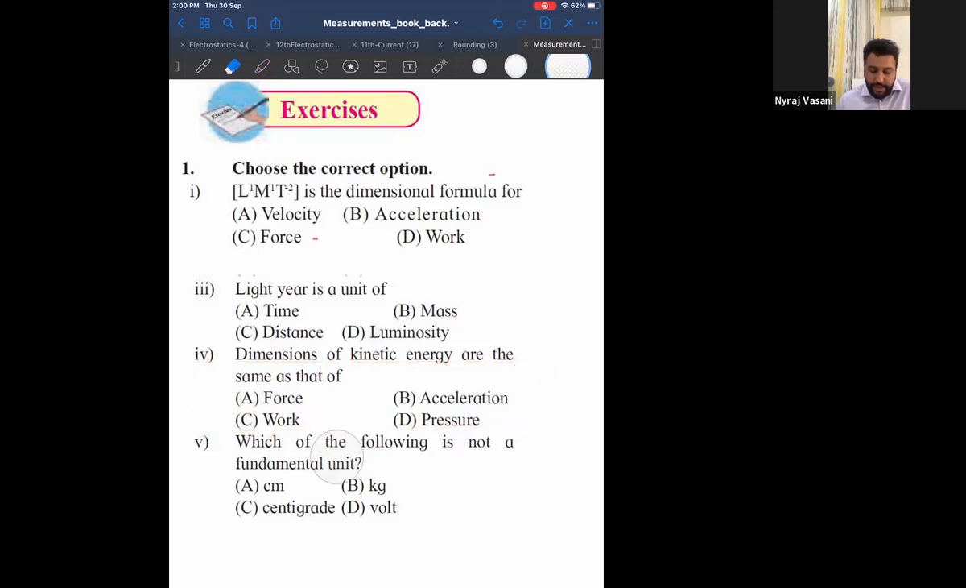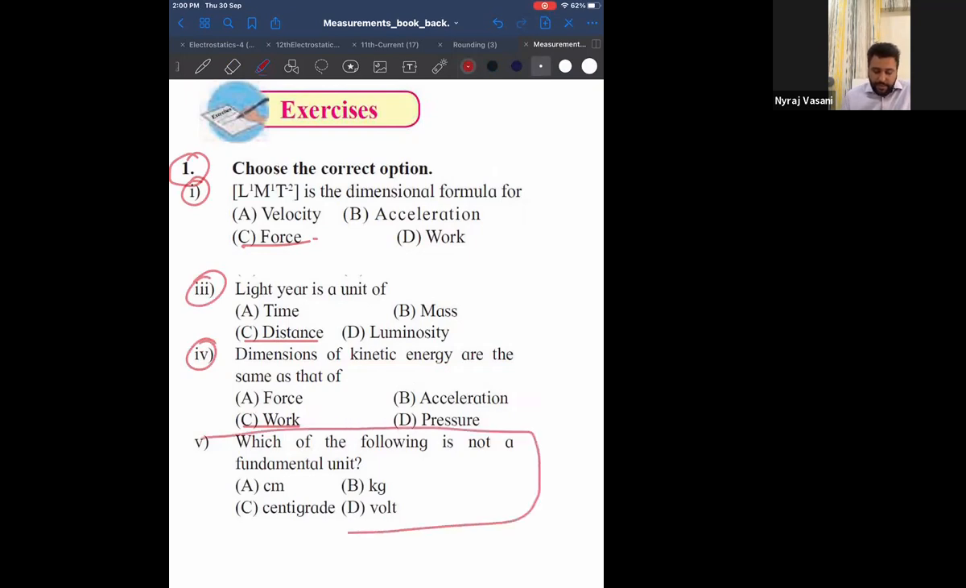Therefore, the first 3 MCQs, please look at it again. Tell me if you have any doubt. First answer is C, second answer is C, and third answer is C. Clear? Now, we have finished the first 1, 3, 4. Now look at the fifth one and tell me what should be the answer for this.